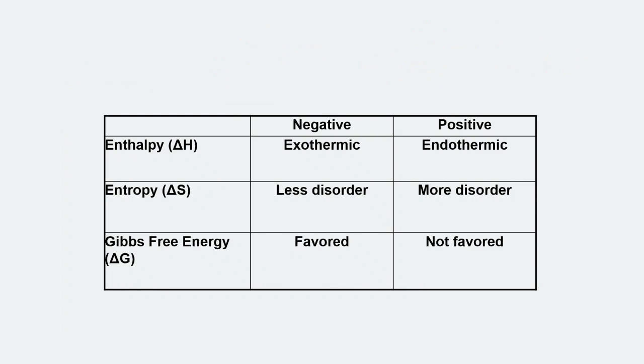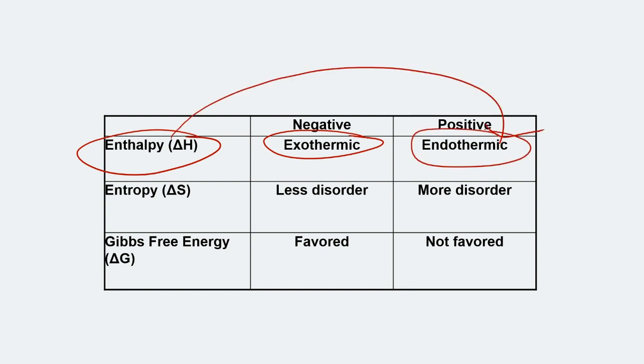So just a recap, if you're exothermic, which means the delta H is negative, that means it's favorable, okay? When delta H is positive, that means it's endothermic, and they don't like that. When entropy is negative, that means there's less disorder. That's weird. Technically they favor more disorder actually, and less disorder is not being favored.